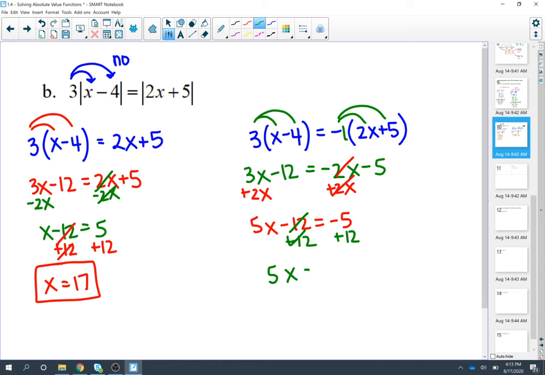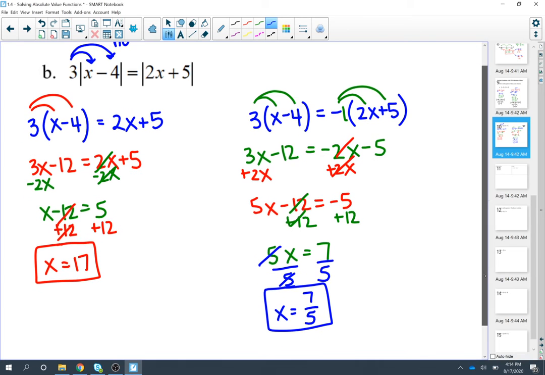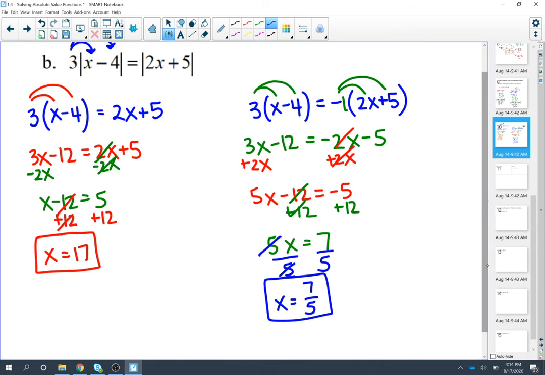5x equals 12, 11, 10, 9, 8, 7. Divide by 5. Divide by 5. X equals 7/5. And again, we can leave our answer like that. If we wanted to convert it, that's fine. But I'm going to leave it like that.